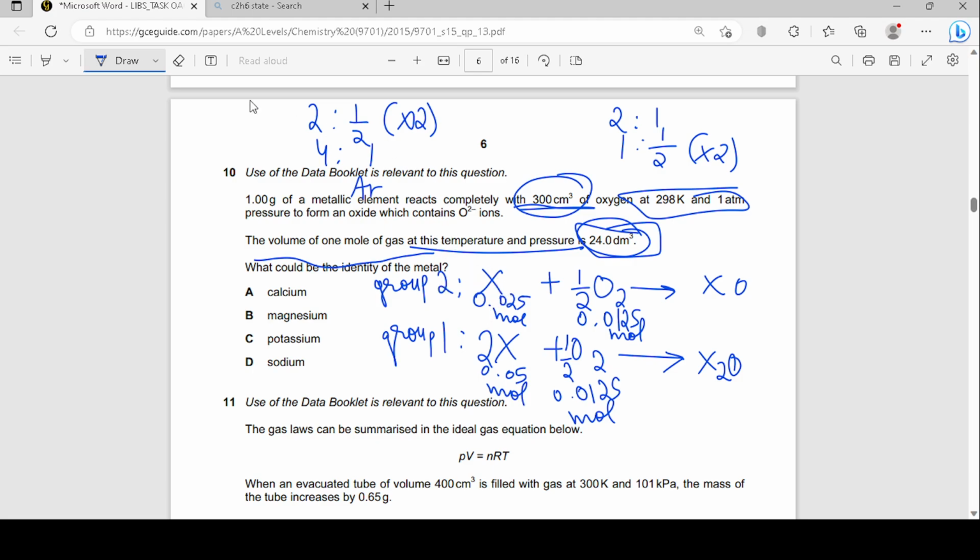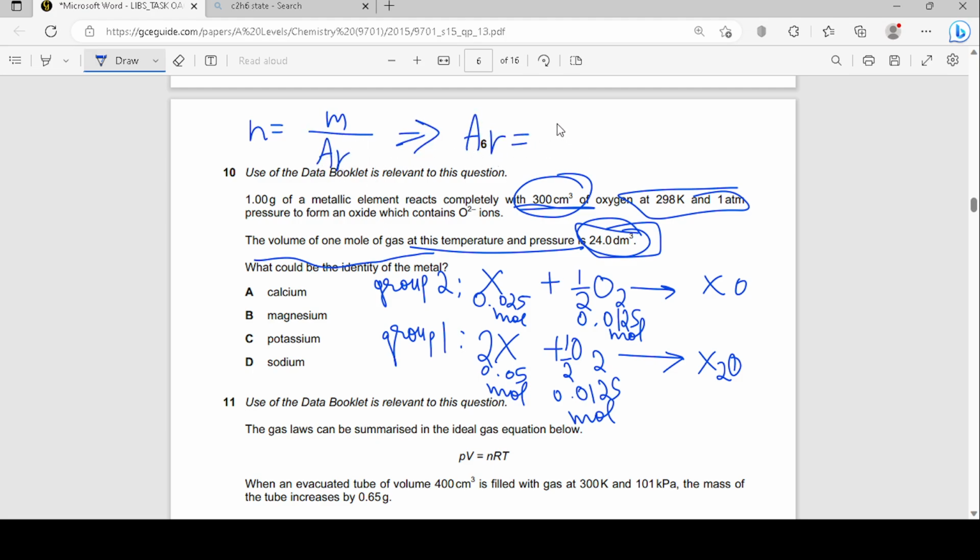Okay, anyways, now I have this. What am I going to do next? I am going to calculate the relative atomic mass. So n equals m over Ar, right? And then Ar, which is the relative atomic mass, equals m over n. So if I do it for the group 2 metal, then it will be 1.00, which they mentioned in the question, divided by 0.025.